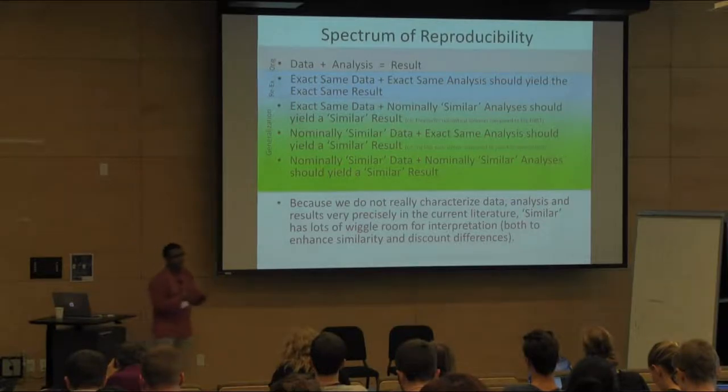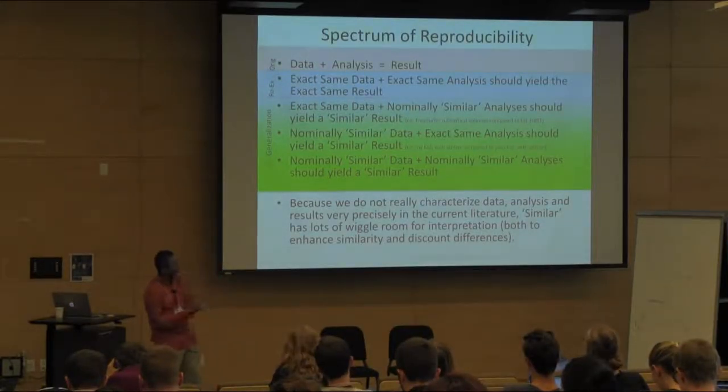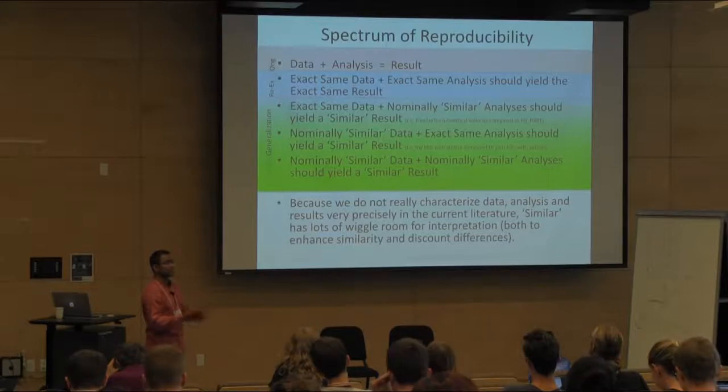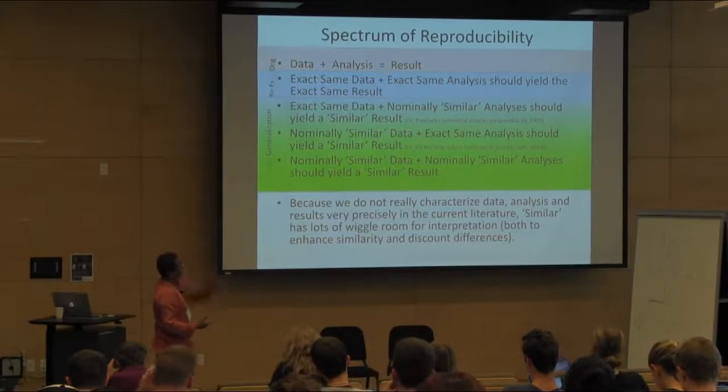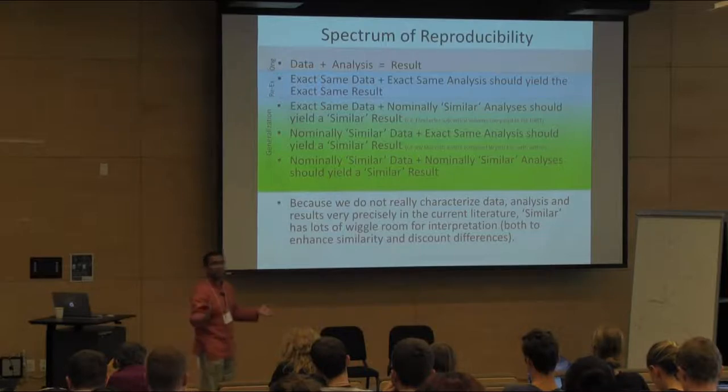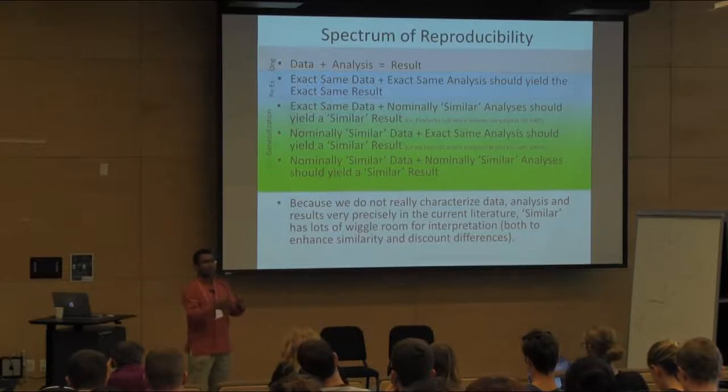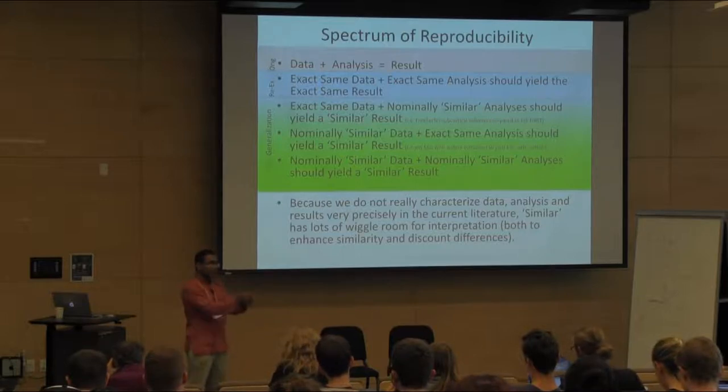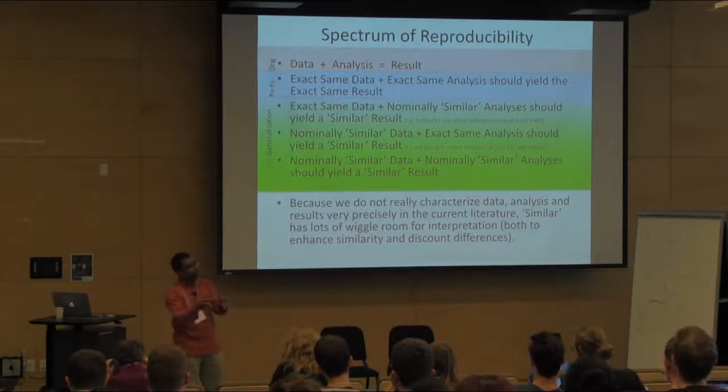So we redefine this along the following lines, that we think of the spectrum of reproducibility as something that might say, okay, you have the original data, the original analysis, and you get a result. You should be able to take that original data and run the exact same analysis, and within some tolerance, there might be probabilistic methods or other things, get the exact same results. So that's repeatability or re-execution, given the same data, the same analysis.